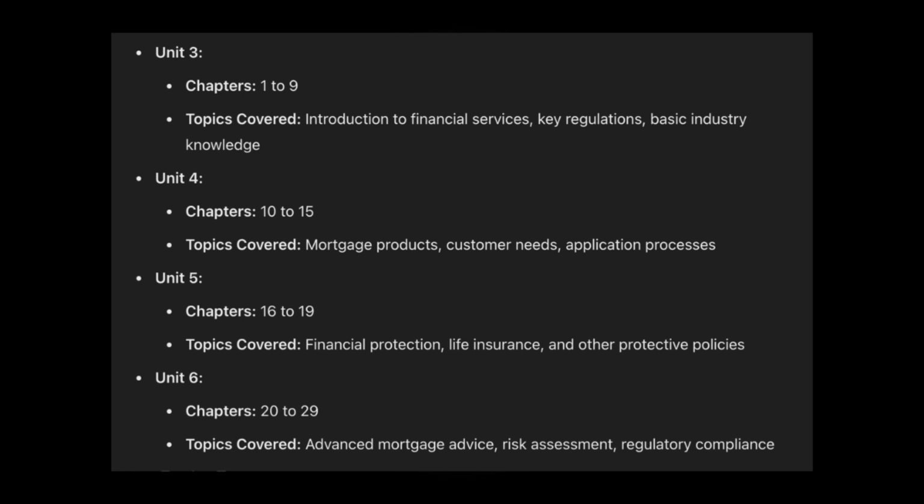If any of you've got the textbook in front of you, if you open it up to the chapters page, there's a really nice way that you can break this down because actually they don't explain it in the textbook. But because you have to pass each unit, it's really good to know which chapters link to which unit. So in the book, chapters 1 to 9 is Unit 3, and then you've got 10 to 15, which is Unit 4, then 16 to 19, which is Unit 5, and 20 to 29 is Unit 6. You have to pass each unit again.